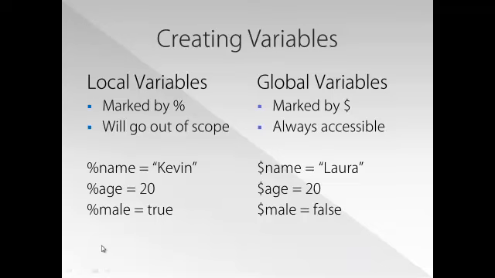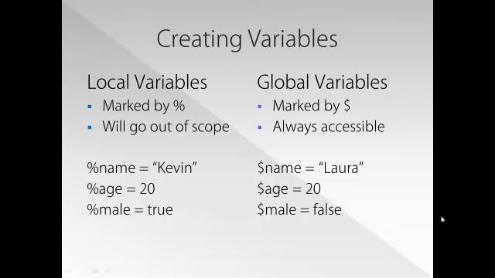Variables can either be local or global. Local variables are marked by %, and they will go out of scope at the end of functions. Global variables, marked by a $, are always accessible, and we're going to be using these in the console because local variables will go out of scope instantly.